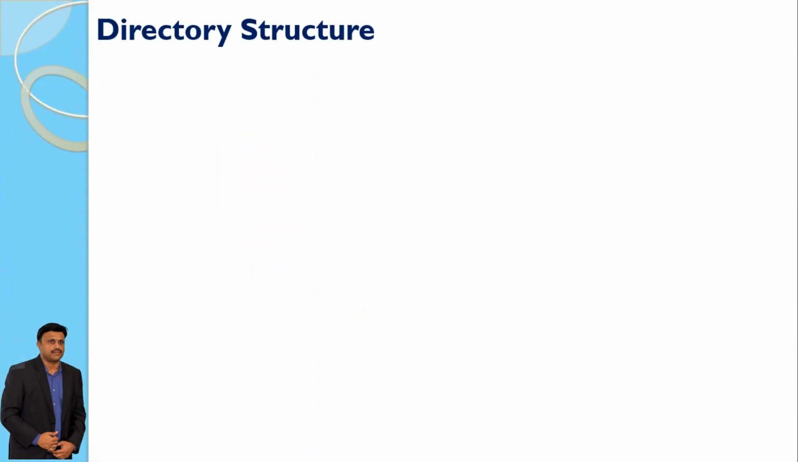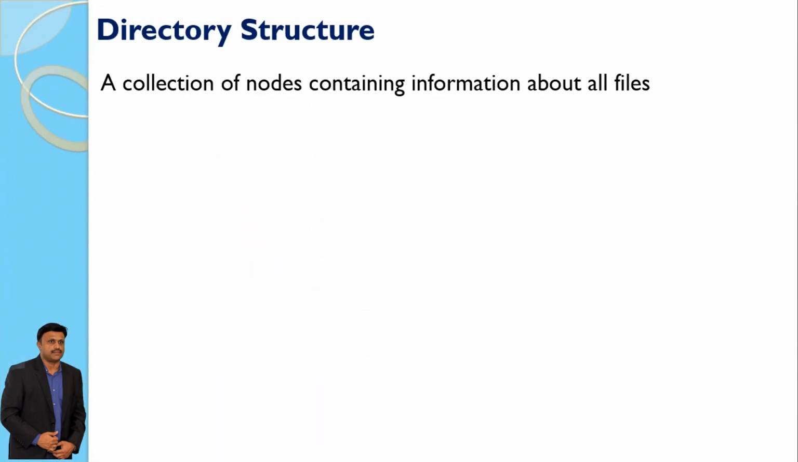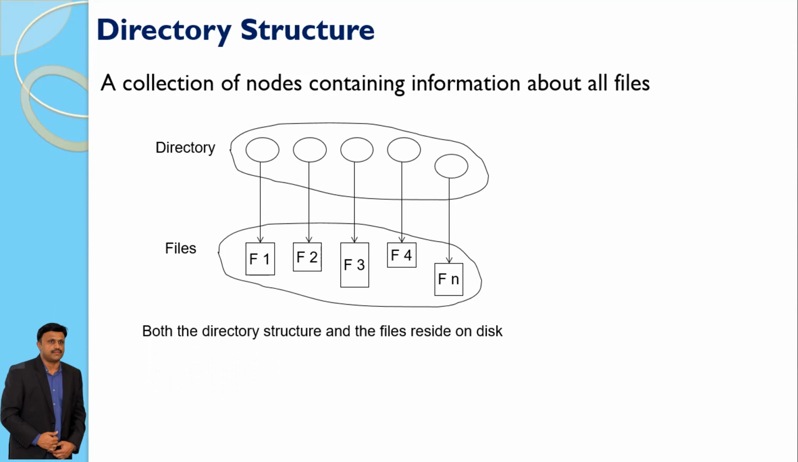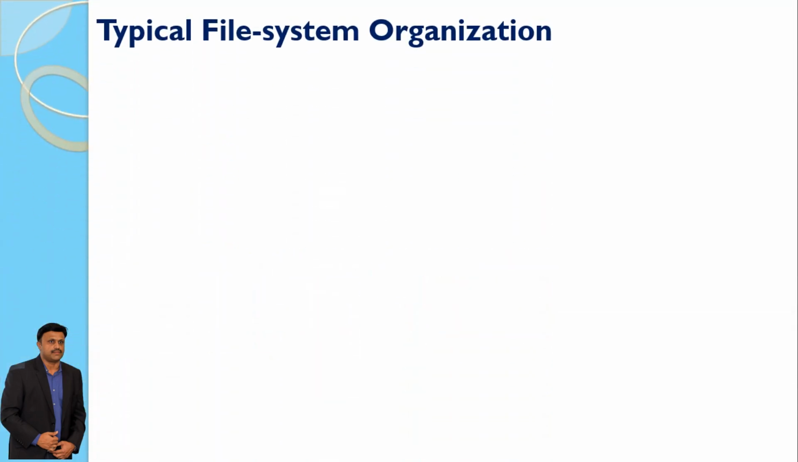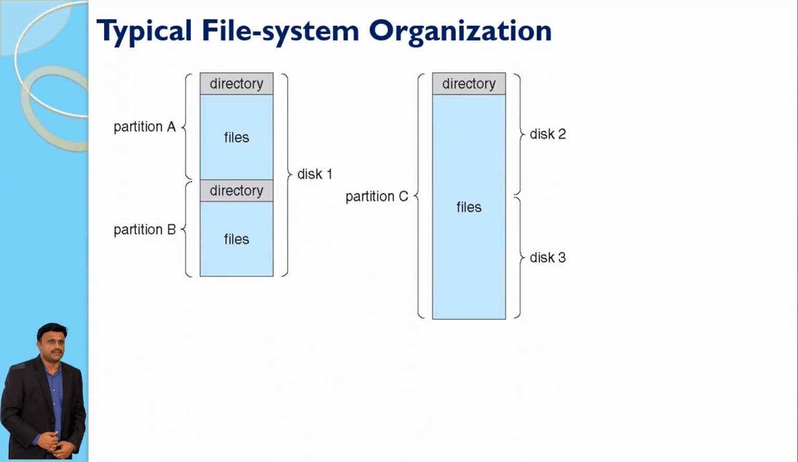A directory structure is a collection of nodes containing information about all files. Both the directory structure and the files reside on the disk, organizing data efficiently. File system organization involves partitioning disks and directories to manage files effectively. This structure helps in organizing and accessing data across different storage devices.